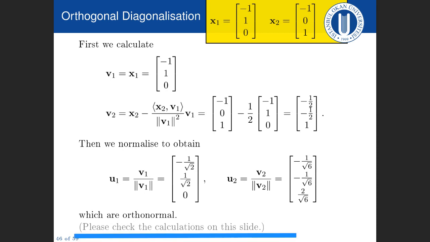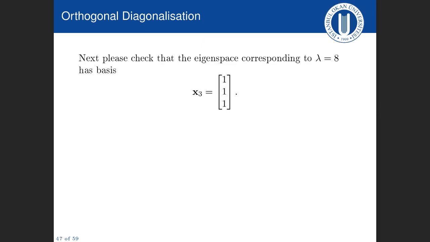As always, I'm relying on you to check my calculations here, because I do sometimes make little mistakes when I do these slides. So when you have a free moment, just check this for me and let me know if I've made a mistake, please. So that gives us an orthonormal basis for the first eigenspace.